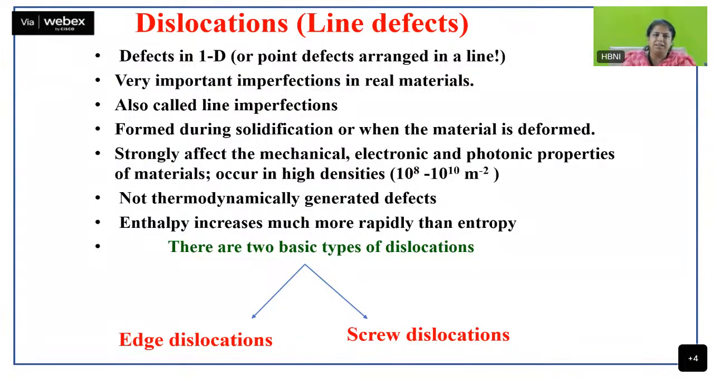So line defects are also called dislocations. They are one-dimensional point defects arranged in a line. They're also called line imperfections. One very, very important difference between your point defects, specifically Schottky and Frenkel, not the color centers, versus 1D, 2D, 3D defects is that while Schottky and Frenkel are thermodynamically generated defects, these defects are not thermodynamically generated. They are created by external perturbation. They do not lead to lowering of free energy.